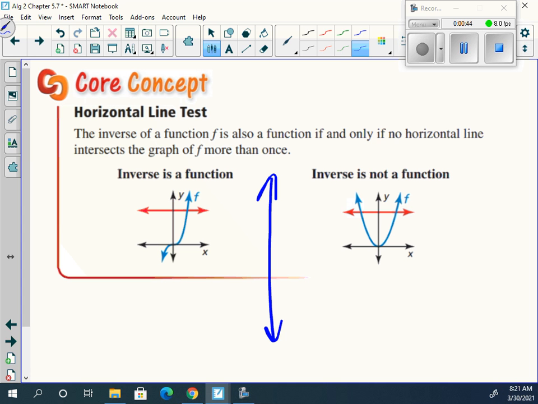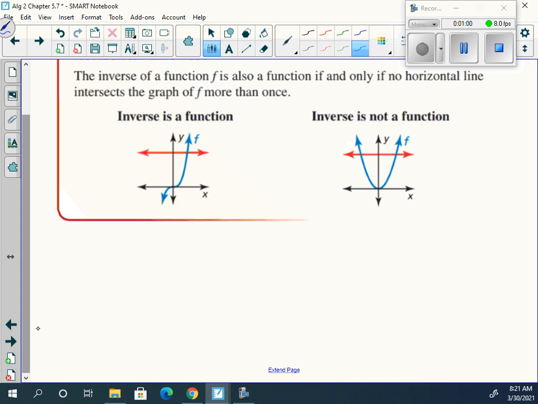Now, there's also something called the horizontal line test. And what the horizontal line test is, it tests to see if it has an inverse. Now, the reason that this works the way it does is if we have a normal function, I'm going to need a little more space than this.